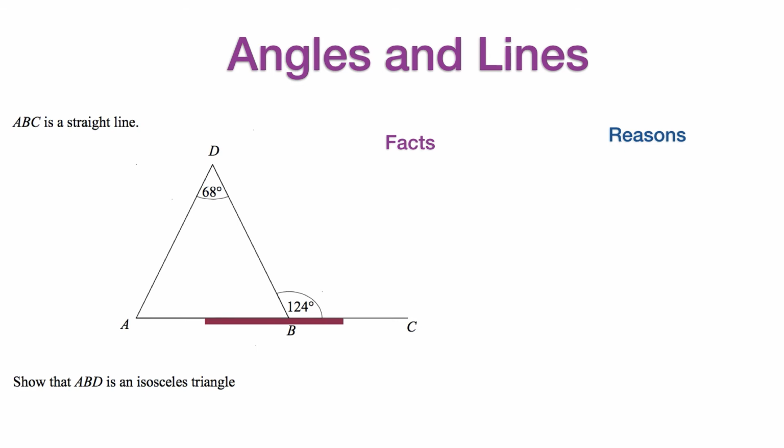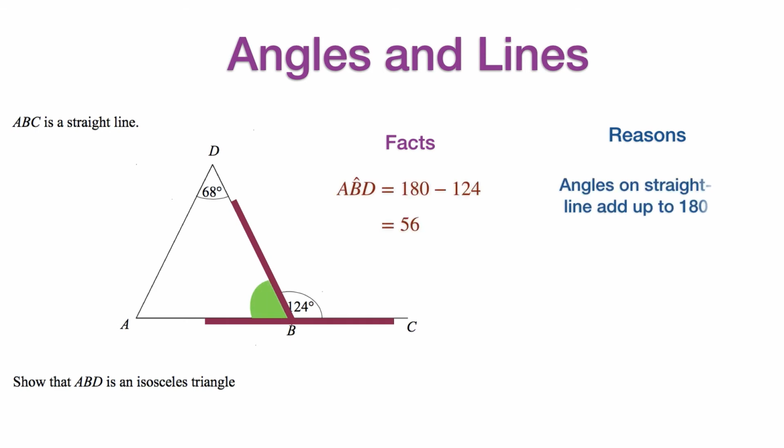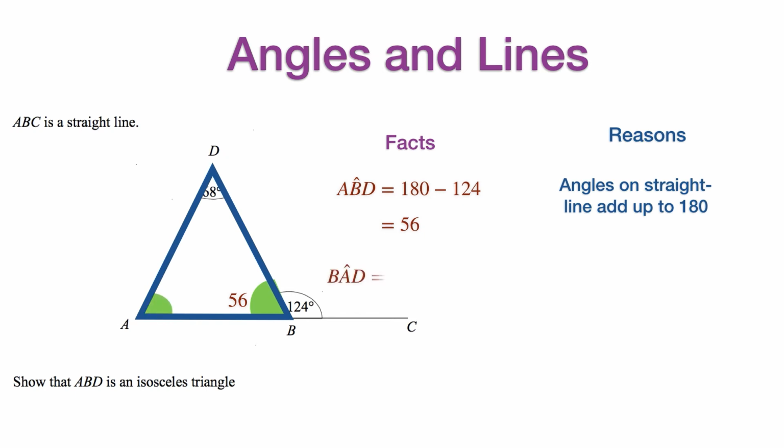From the diagram we know that ABC is a straight line. Therefore, the angle ABD can be found by subtracting 124 from 180, as all angles on a straight line add up to 180 degrees. This gives us ABD as 56 degrees. We also know that the angles in a triangle add up to 180 degrees, so the angle BAD can be found by subtracting the given angle 68 and the angle ABD from 180 degrees to give us 56 degrees.